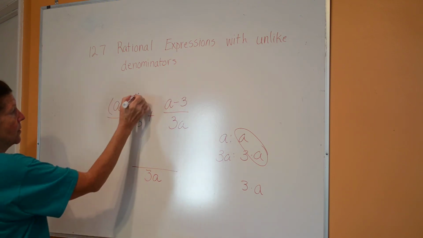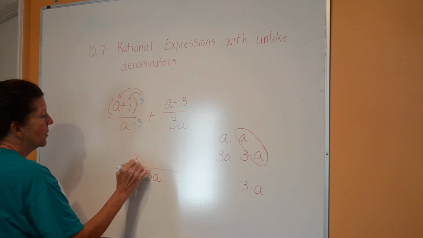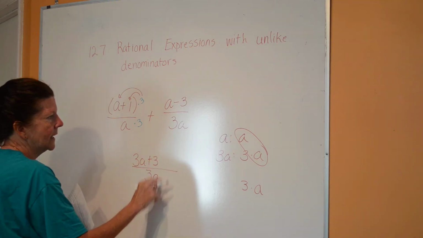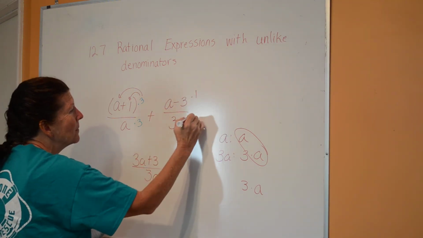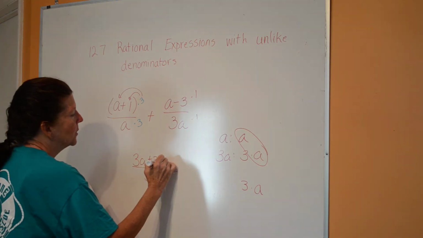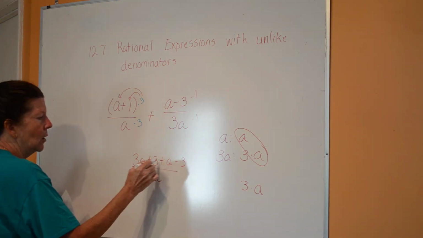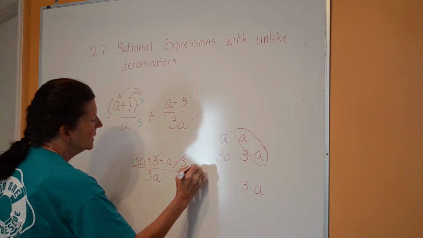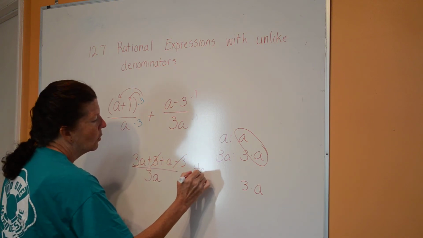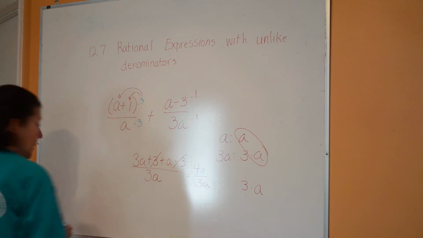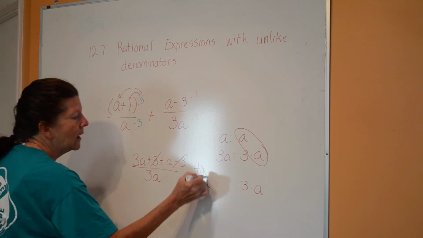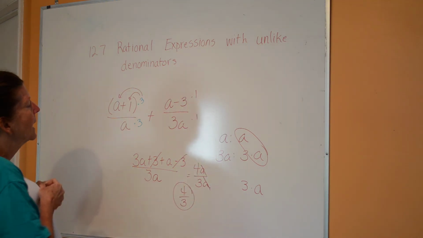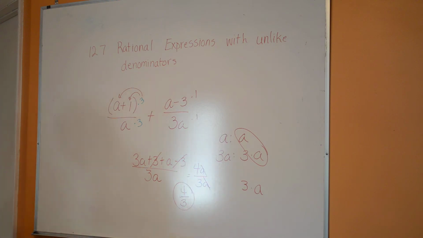So I have to do distributive property here. So I have 3a plus 3. And over here, this is not missing anything. So if you want to multiply it by anything, you're multiplying it by 1. So then I continue a minus 3. When I combine this, positive 3 minus negative 3 equals 0. So my final answer here is 3a plus a, or 4a over 3. But that can be reduced down. The a over a is equal to 1, so I'm left with 4 over 3 as my answer to this addition problem.